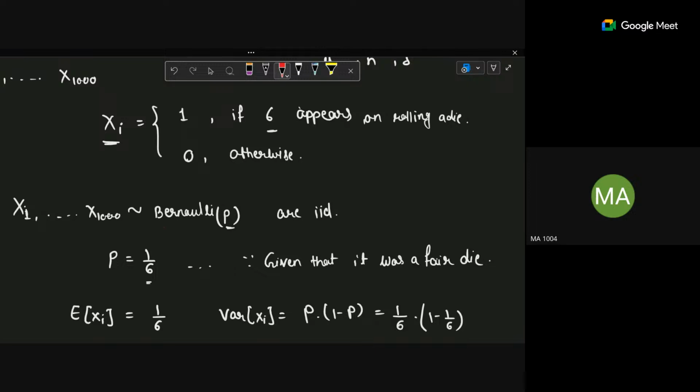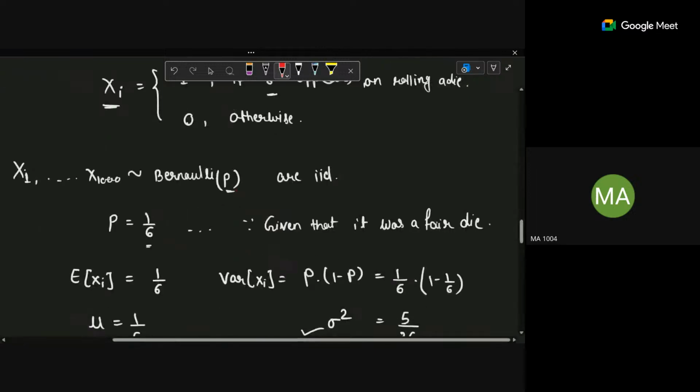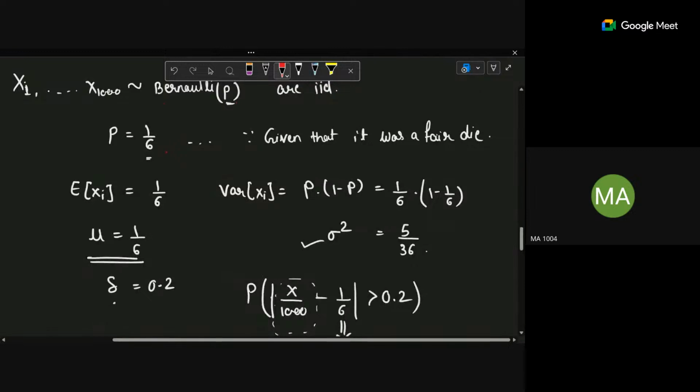Once it's a Bernoulli random variable, we need probability as our parameter. We know that a fair die was rolled 1000 times. If you roll a fair die, the probability of getting 6 is 1 by 6, and these 1000 random variables are independent. So your random variable follows a Bernoulli distribution, and you know how to calculate the expectation and variance of a Bernoulli random variable. We calculated mu and sigma square using the formula.